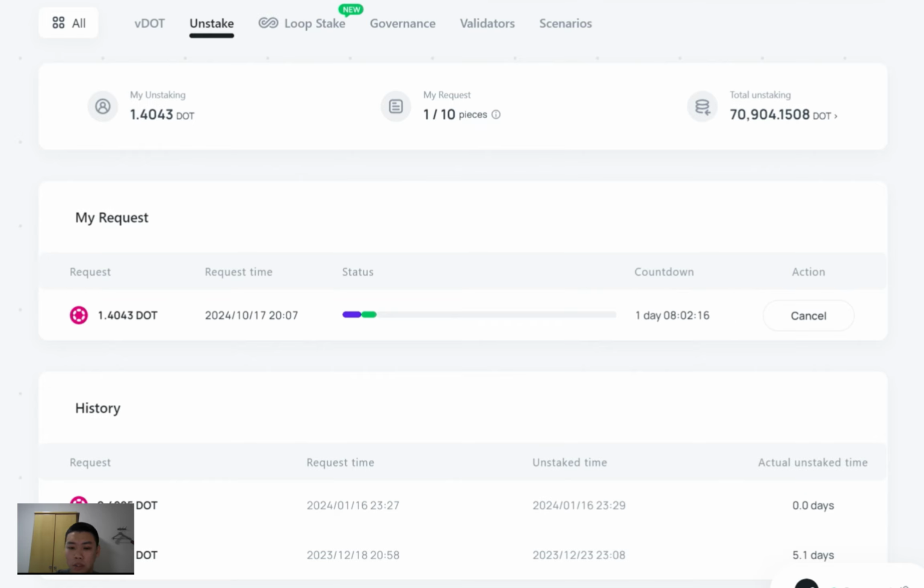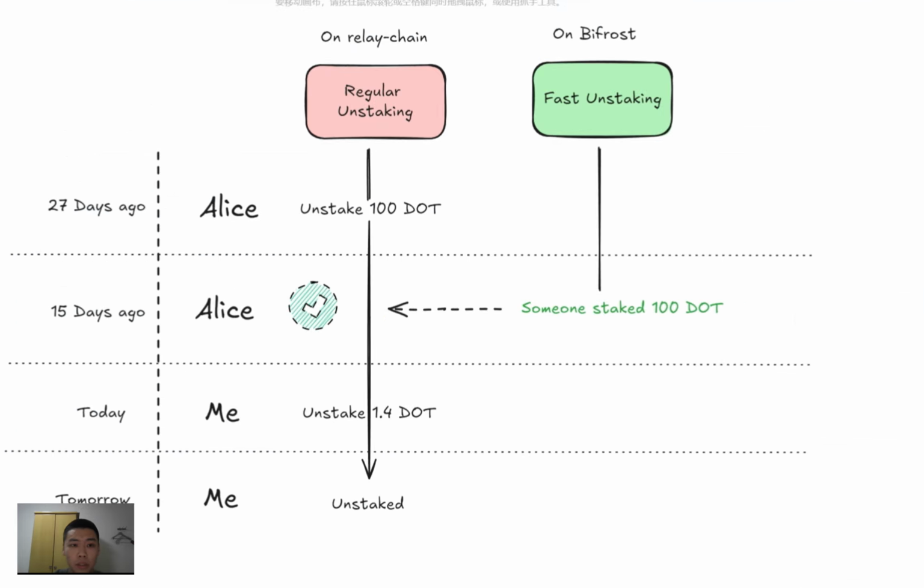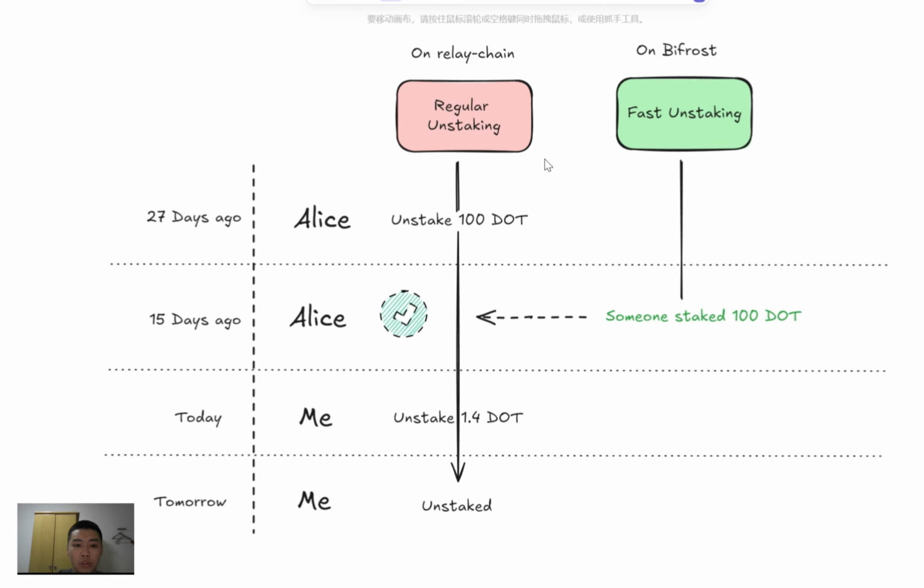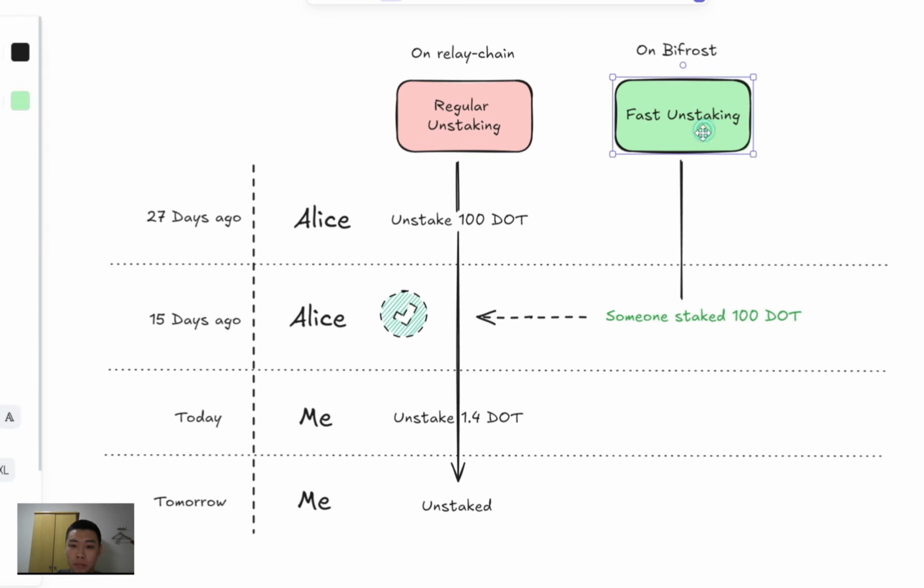Why is it counting down from the 28 days, right? I can explain why there's only 1 day left by using an example. So I'll draw a workflow of this and make sure we're on the same page. Bifrost is actually using both regular unstaking and fast unstaking. The regular unstaking happens on the Polkadot relay chain, and the fast unstaking is the mechanism of Bifrost.